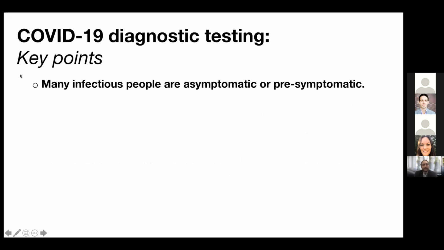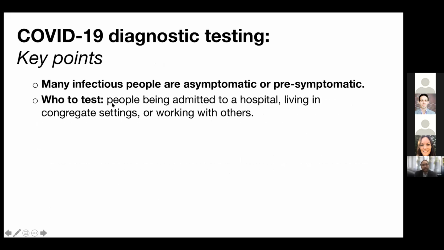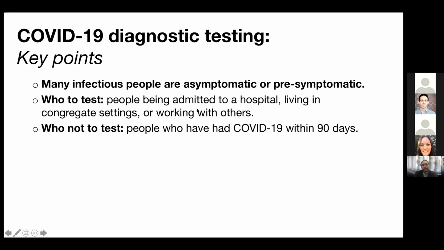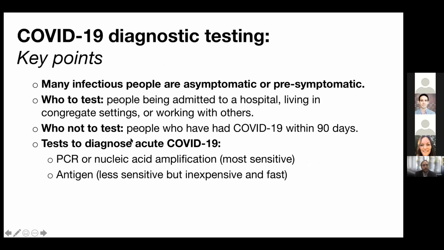But number one, as I mentioned, many infectious people are asymptomatic or pre-symptomatic. Who are the key people to test? People being admitted to a hospital, living in congregate settings, or working closely with others. Who not to test? People who've had COVID within 90 days, because they're likely to return positive on a test and may no longer be infectious.